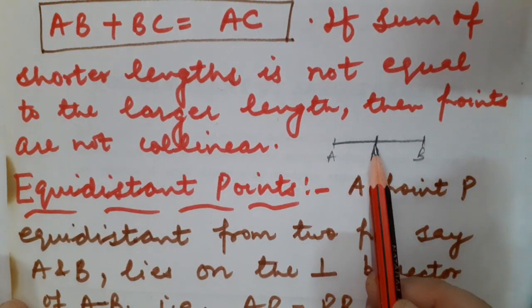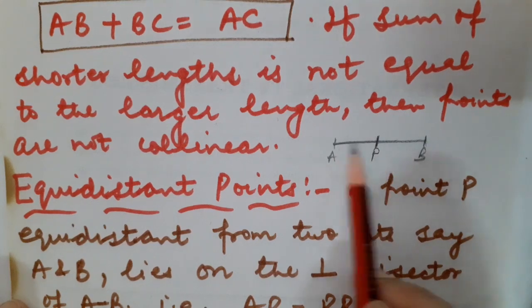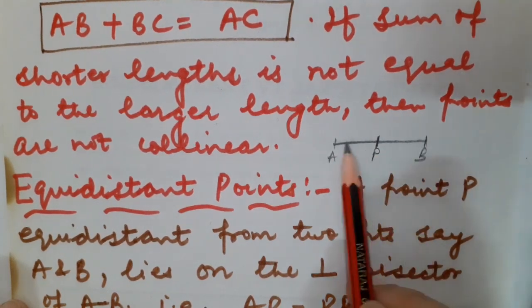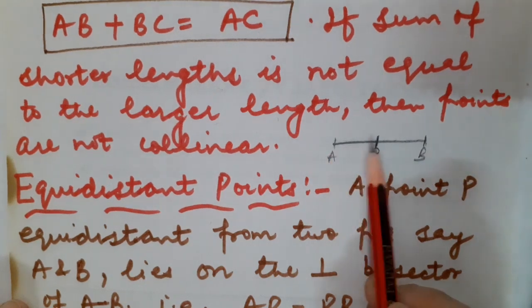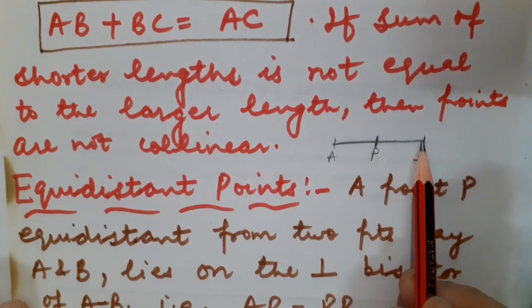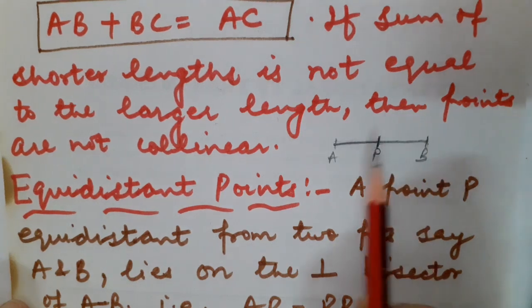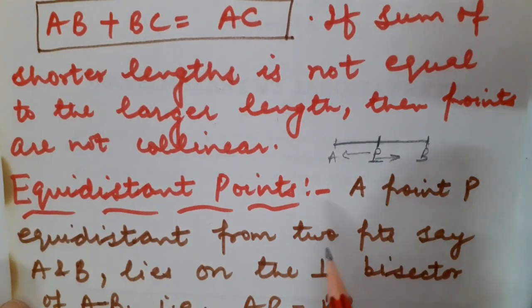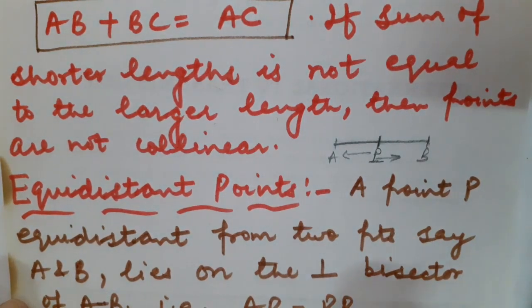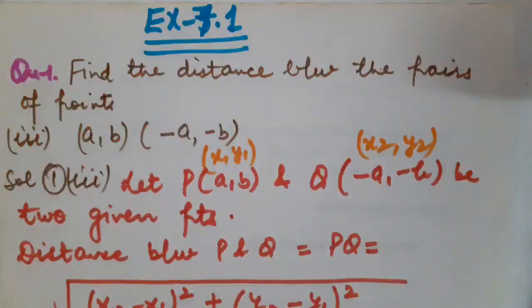So where is point P going to lie? It is going to lie on the perpendicular bisector of AB. The distance of this point P from A as well as the distance of this point P from B must be equal. Then and only then you can say that point P is equidistant from A as well as from B. Correct, students? So it was all about the conceptual knowledge.